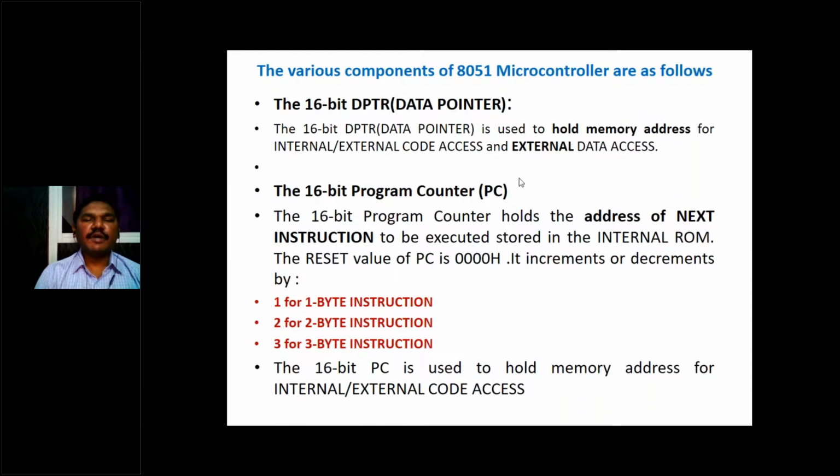So the 16-bit program counter holds the address of the next instruction, and these instructions may be 1-byte, 2-byte, or 3-byte instructions. So 8051 supports up to 3 bytes of instructions, whereas 8086 supports up to 6 bytes of instructions. I explained this in one presentation, the instruction format of 8086. Whereas in the case of 8051, it supports up to 3 bytes of instructions.